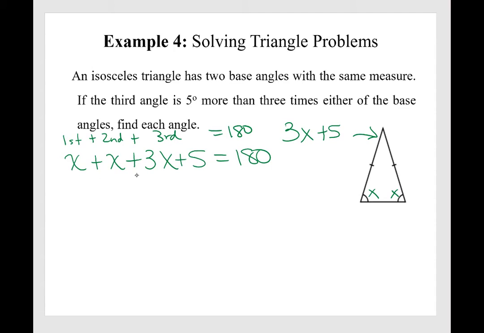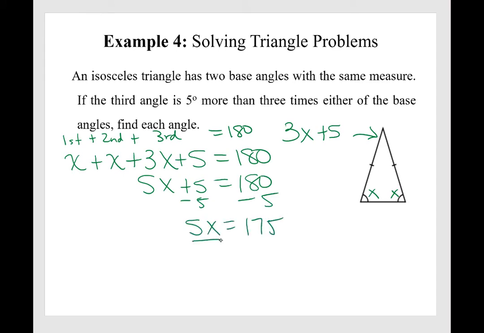So I'm going to combine like terms. So I have 5x plus 5 equals 180. I'm going to get that variable term by itself. And then I'm going to divide both sides by 5 to get the variable by itself. And I'm going to use my calculator because I tend to make very silly mistakes sometimes. So 175 divided by 5 is 35. Okay, so I've solved the equation. Now we have to go back and answer the question.